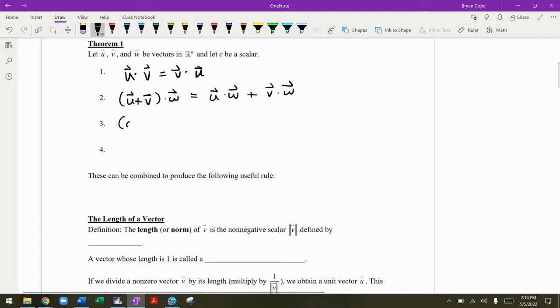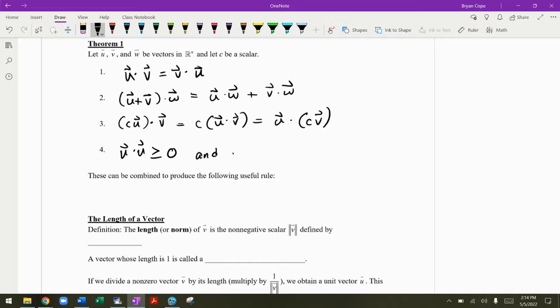The third one is that a scalar times a vector dotted with another vector is the same as the scalar pulled out times the dot product, which is also the same as the first vector dotted with the scalar times the second. So you can associate the scalar wherever you want. The last one is that u dot u is always greater than or equal to 0, and u dot u is 0 if and only if u is the 0 vector.